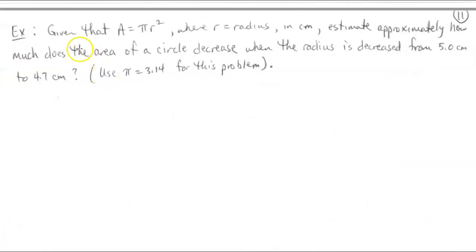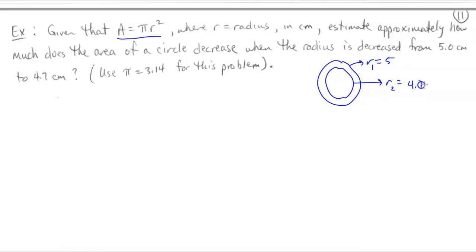Next example, we're given that area is going to be pi r squared, where r is the radius, that is in centimeters. We want to estimate approximately how much does the area of a circle decrease when the radius decreases from 5 centimeters to 4.7 centimeters, okay? So here, let's say this particular circle has a radius of 5 centimeters. This one here has a radius of 4.7 centimeters. And what we want to know is how much does the area decrease?